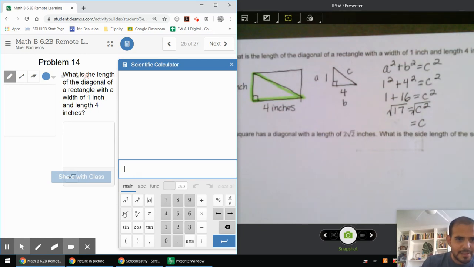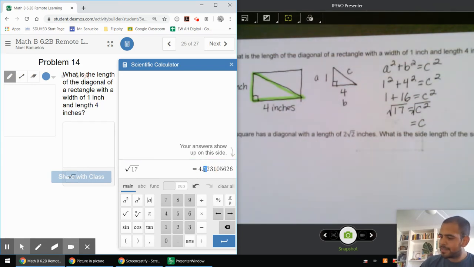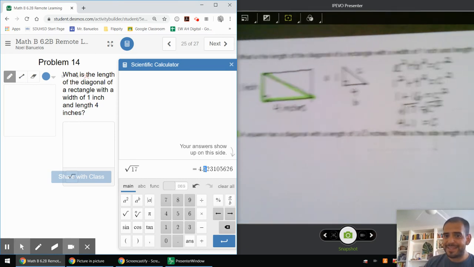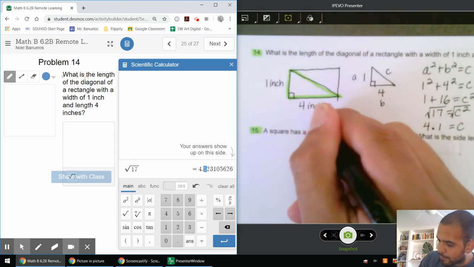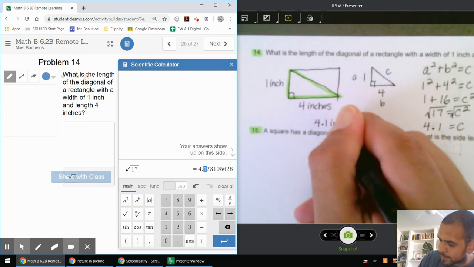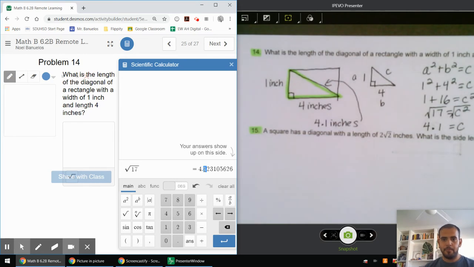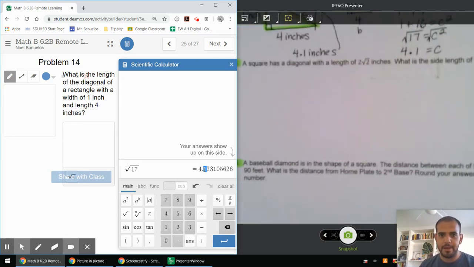Did I specify in the Desmos lesson what to round to? No, I did not. So let's just round to the nearest tenth, okay? So let's take the square root of 17. And it's 4.123, so we're going to round to the nearest tenth right there. So C is 4.1. So that means the diagonal here is 4.1 inches. Okay, 4.1 inches. So here we go, moving on.